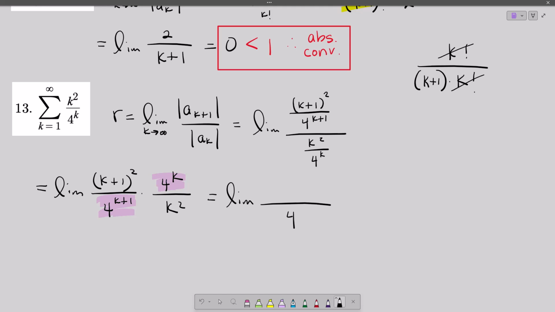Now we have the k squared and the k plus 1 squared. There's a couple of things we could do here. We want to pair them together, so I'm going to pair them like this. I'm going to say, hey, let's extract that power and do this. So, combine these two.